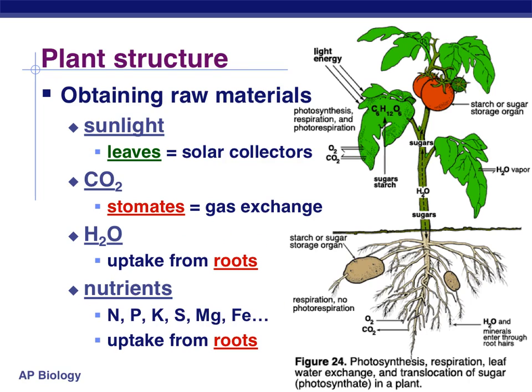We're going to need water. Water is going to come from the soil, so our roots are going to be in charge of harnessing and pulling water up to our leaves where photosynthesis is going to take place. And we're also going to need some micronutrients like nitrogen and potassium and sulfur. And again, that's going to be dissolved within the water in the soil, so the root system is still in charge of pulling those micronutrients up into the leaves.